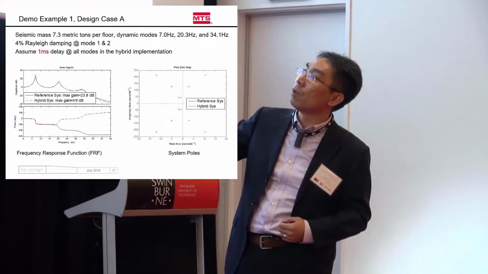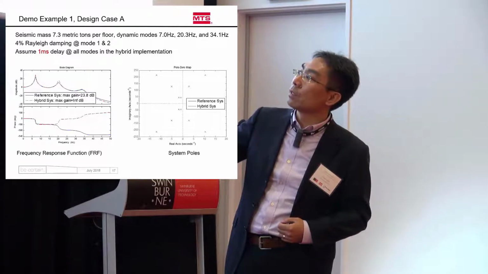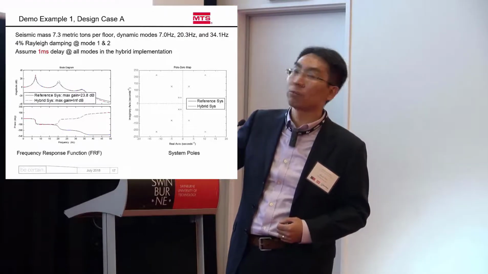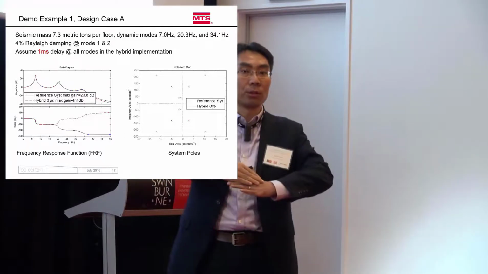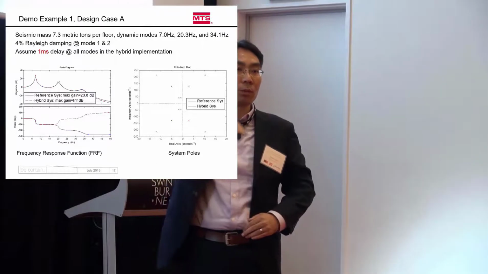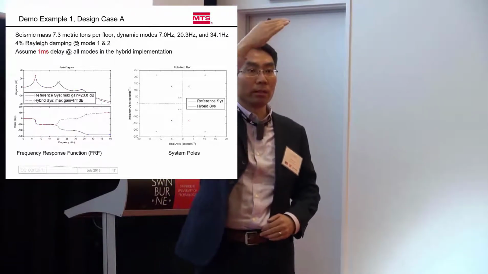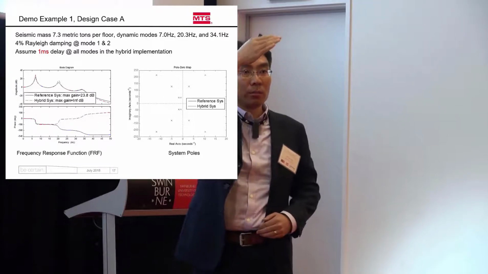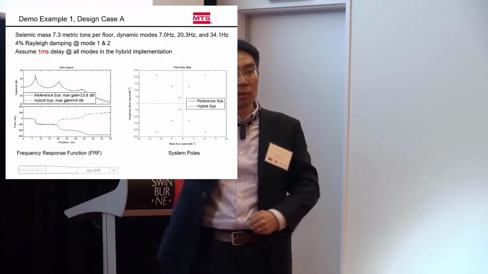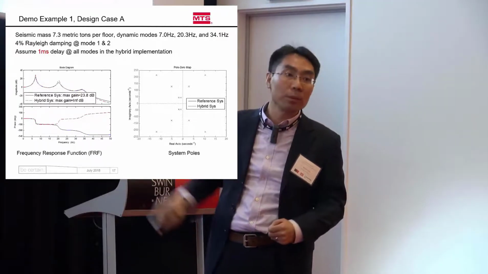Here I'm assuming just 1 millisecond of delay at all three modes, and you see that the second and the third modes are actually unstable because they move to the right half of the plane, meaning that your response will grow exponentially with respect to time. If it's on the left, then it's actually decay, right? That's the damping effect. Positive damping, your system response will decay, but negative damping is like you blow up.